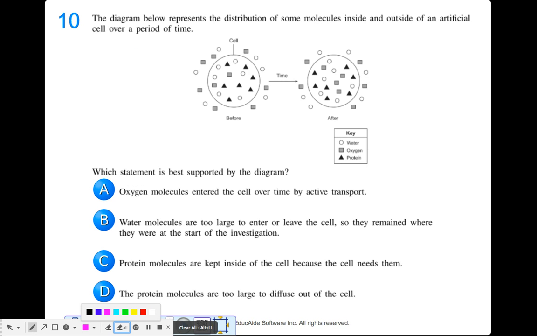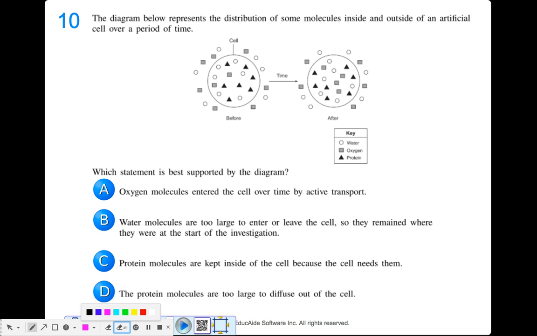Number 10. All right, this problem we did in class a million times, so you guys should know this. But it is a little tricky. So oxygen molecules entered the cell. Okay, sorry. Let me read this first. Diagram below represents the distribution of some molecules inside and outside of an artificial cell over time. We've got water, we've got oxygen, and we've got protein, right?